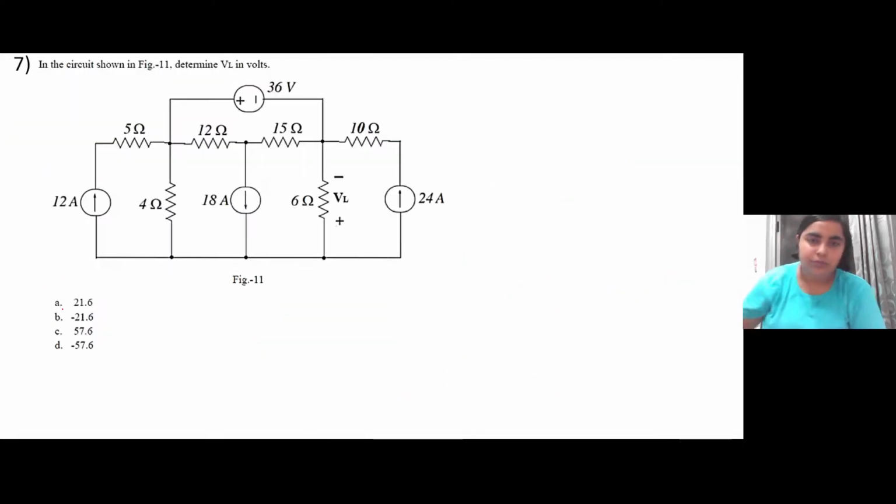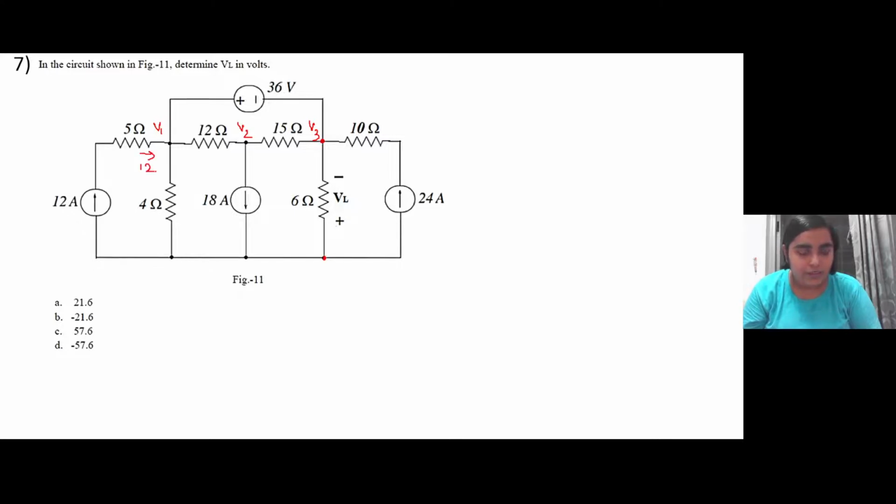Okay. The next problem, you are given a circuit and you have to find this VL, that is the voltage across this 6 ohm resistance. So again we will be applying KCL. Let this be V1, this be V2, this be V3. I will write the equations. Solving you can do it later on.